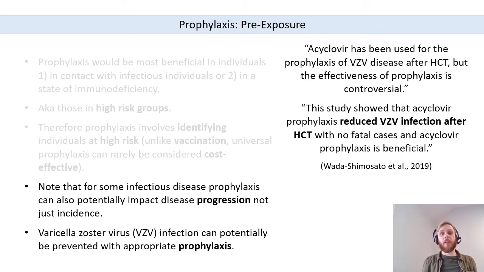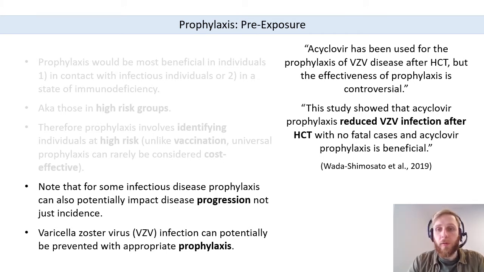So when we're thinking prophylactically, we need to think about the wide range of situations in which prophylaxis can be used. Yes, we have the clear example that has been talked about in the past of antiretrovirals being given prophylactically to prevent the spread of HIV in high-risk individuals, but there's plenty of other examples as well, and here's a really good one. So acyclovir being given in recipients of HCTs to prevent the transmission of varicella zoster virus.